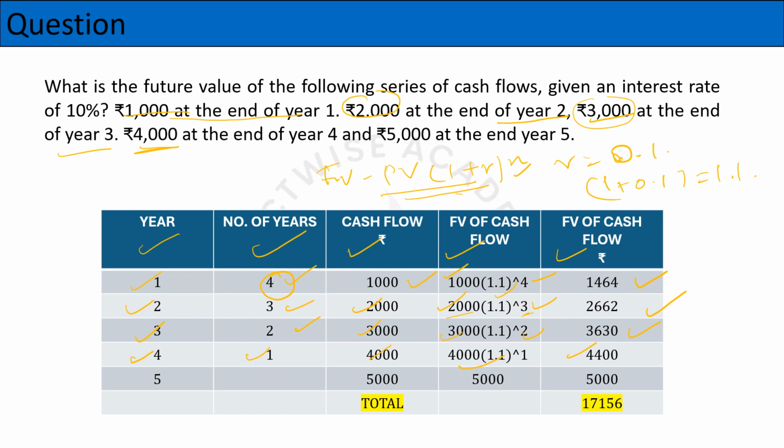And at the end of year 5, you get rupees 5000. Because you are going to calculate the future value of cash flow at the end of the 5th year, no interest will be calculated. So the amount is written directly as rupees 5000. On totaling all these, you have a total future value of 17,156.